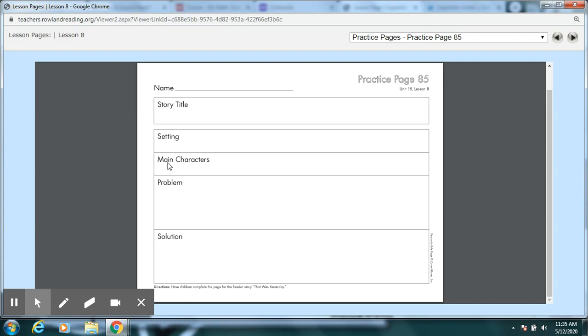And the word main means you have to name the characters that are in the story the most. Maybe not naming all the characters that are in the story, but the ones that are talking and doing the most in the story are the main characters. And those main characters have some kind of problem. What was their problem in the story that was yesterday? And the last question is, what did they do to fix their problem?